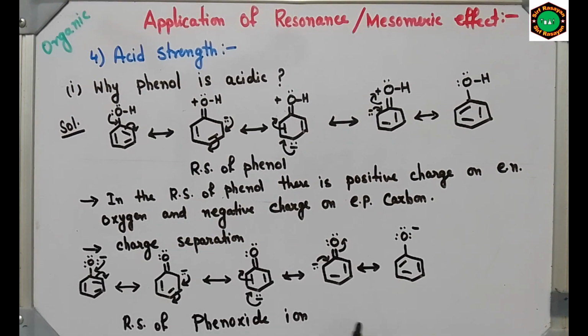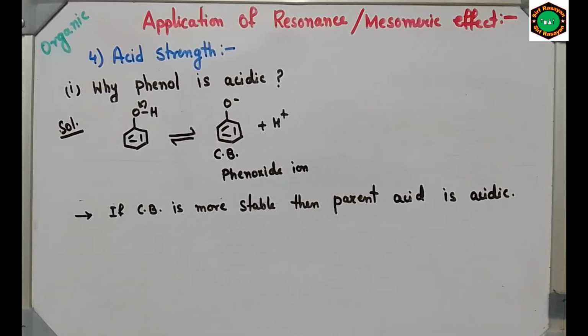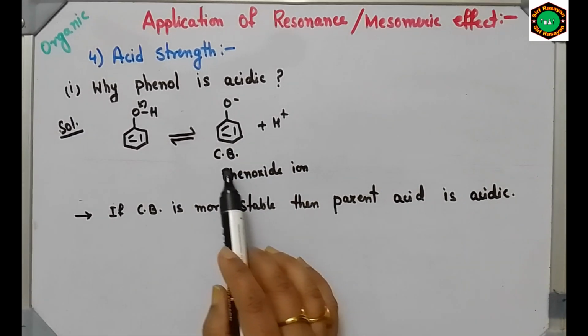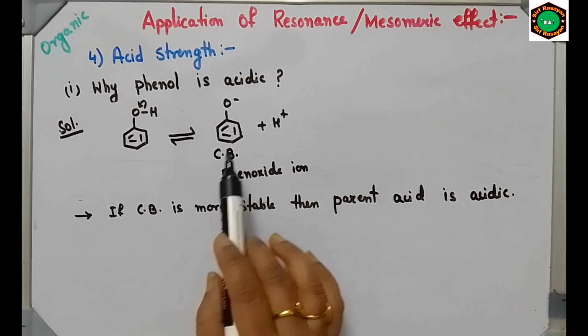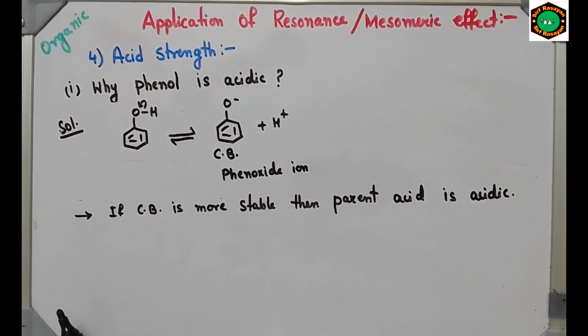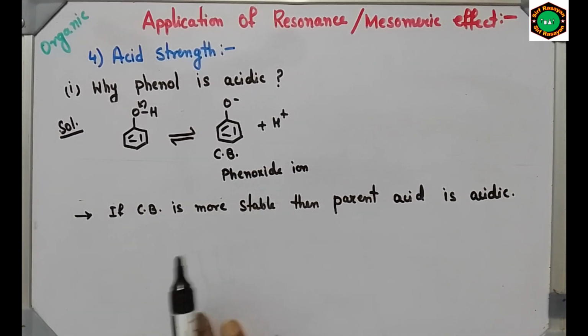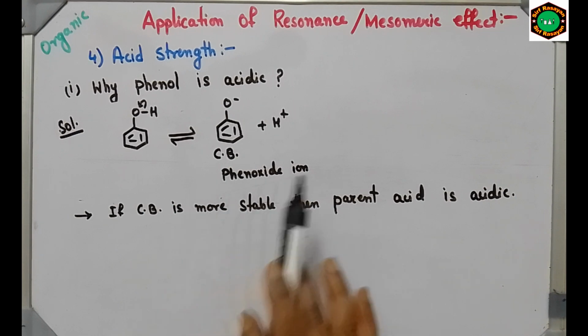Now see, these are resonating structures of phenoxide ion. Here there is only negative charge on electropositive carbon, and also here there is no charge separation. So phenoxide ion is more stable than phenol. Phenol, by removal of H plus, will generate phenoxide ion. This is conjugate base of phenol, and we have seen phenoxide ion is resonance stabilized. It is more resonance stabilized than phenol. So if conjugate base is more stable, then parent acid is acidic. That's why phenol is acidic, because conjugate base is more stable.